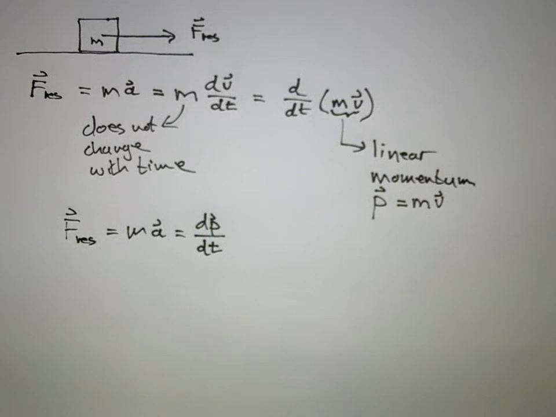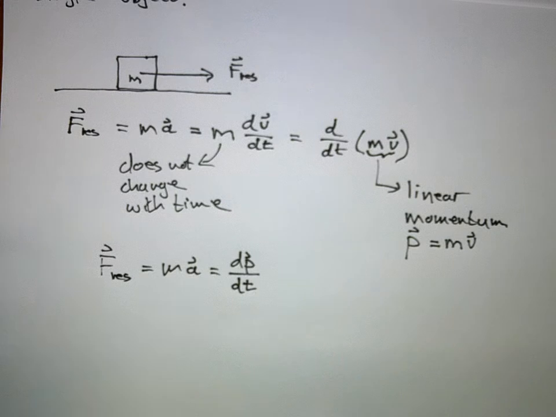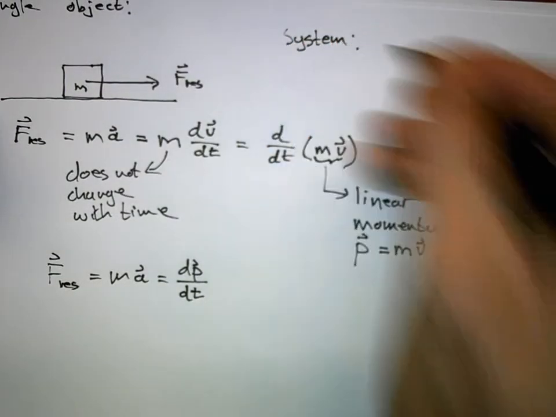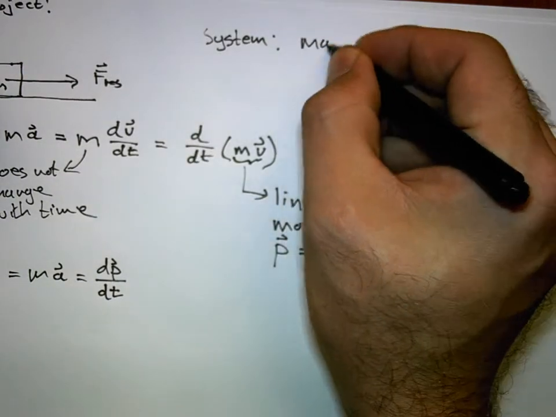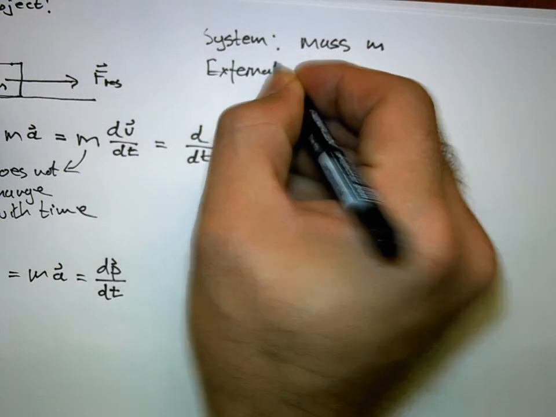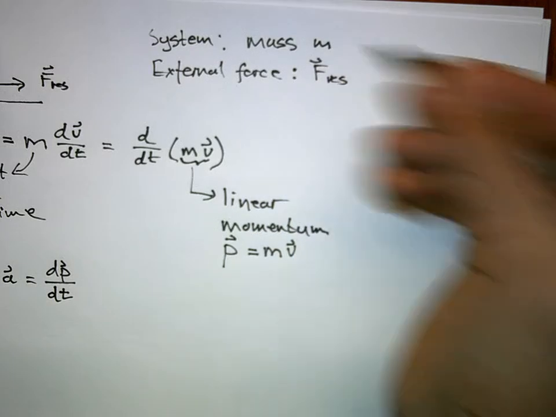It's a slightly shorter way to write Newton's second law, but at this point I will forgive you if you ask, so what? Why do we define this quantity? Well, to answer that question in part, let's think of this object in terms of this whole idea of systems and external forces that we introduced when we did energy. So in this case, our system would just be the mass m, and the external force is this resultant force acting on the object.